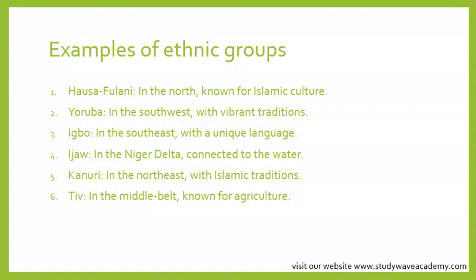Then the Ijaw in the Niger Delta, connected to the water. Ijaw mainly in the Niger Delta region, known for their distinct language, fishing, and a connection to the water. We also have Kanuri in the northeast with Islamic traditions. Kanuri, found in the northeastern part, known for their history, Islamic traditions, and nomadic lifestyles.